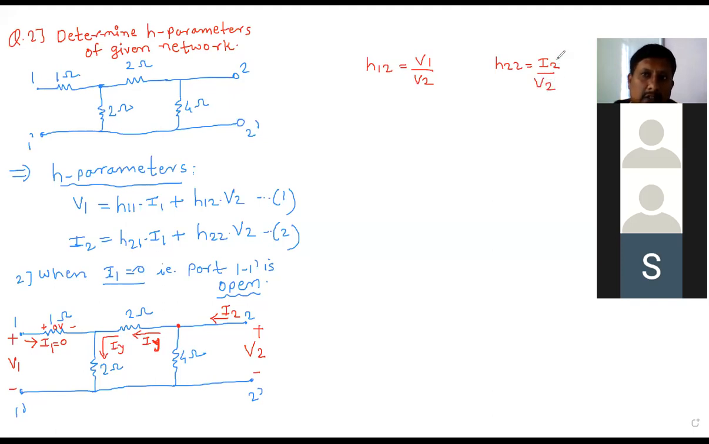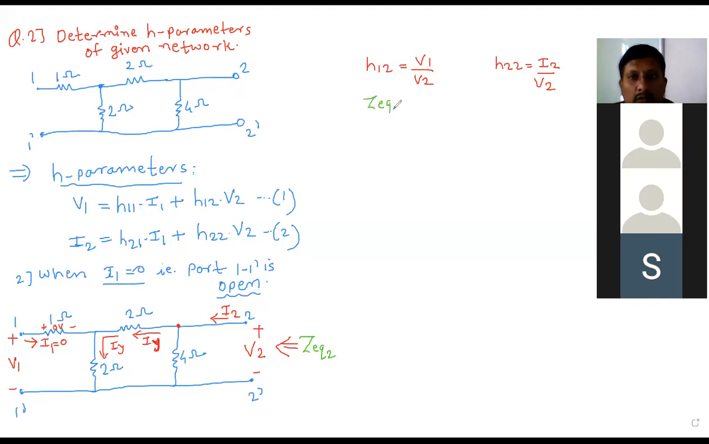Once again, the variables of the same port are I2 and V2. So straightforwardly, you can find Z equivalent 2 from the second port side, by observing between 2 and dash. The 1 ohm will not be considered. The 2 and 2 are considered in series because the same current is flowing. 2 is in series with 2, that is 4, and that is in parallel with this 4.